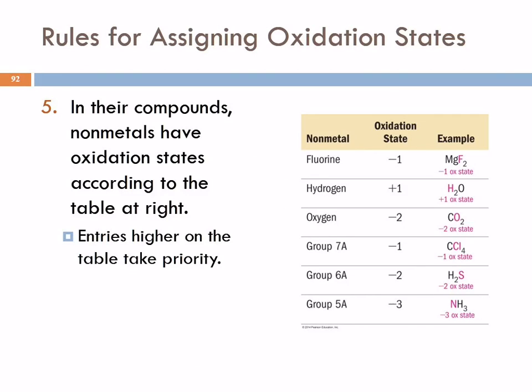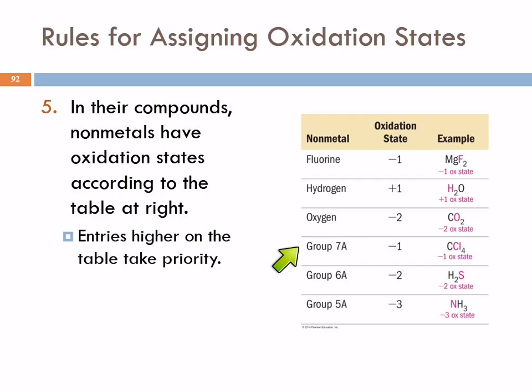The nonmetals, they're going to go according to this table, okay? So fluorine has the highest priority. Fluorine gets to be -1. Hydrogen gets to be +2. Why did I say 2? Hydrogen gets to be +1. Oxygen gets to be -2.